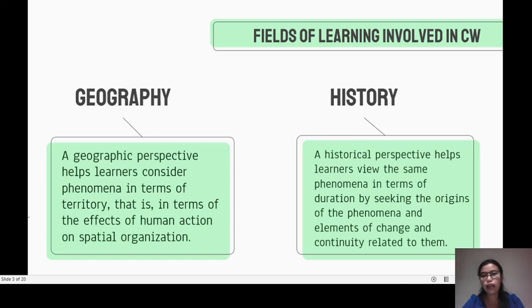So there is a timeline to which things have occurred. In CW, we will be learning about things that have occurred in terms of politics, religions, starting from the early 1800s up to present time.